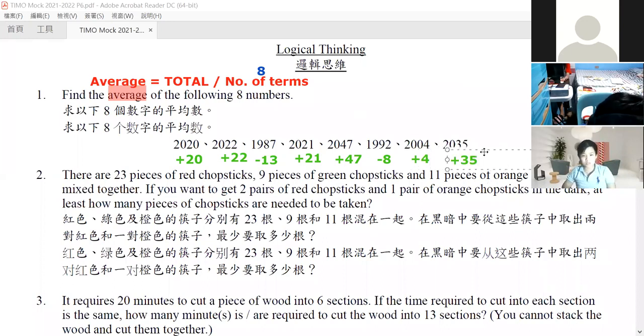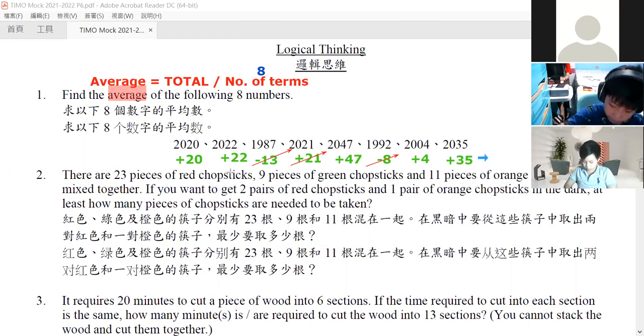So instead of adding all these 2000s again and again, we would like to add these simpler numbers. Okay, so what's the sum of all these 8 numbers? Plus 20, plus 21, and then minus 13, minus 8, and so on. Now you can easily see that you can cancel some of them. For example, minus 13, minus 8 can be canceled with our plus 21. So all you need to do is just sum all the others.